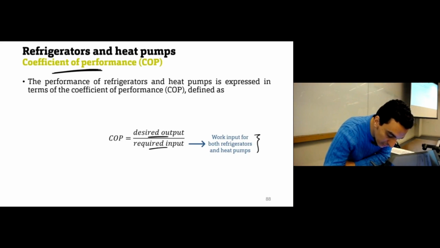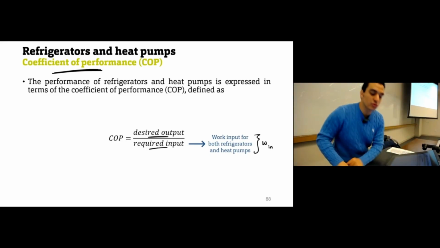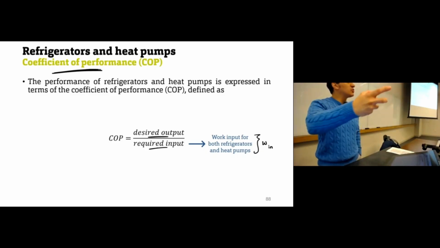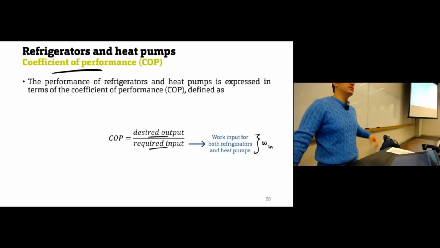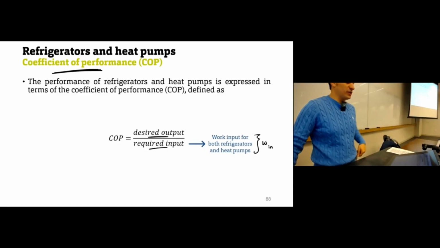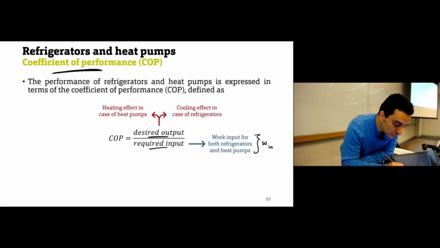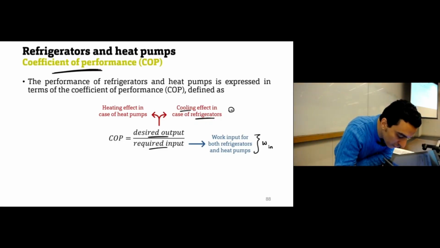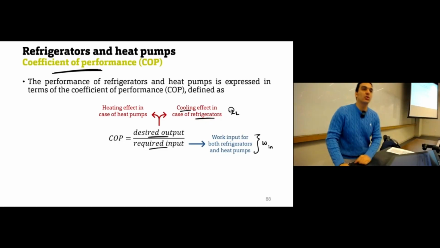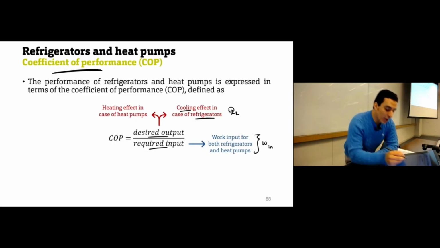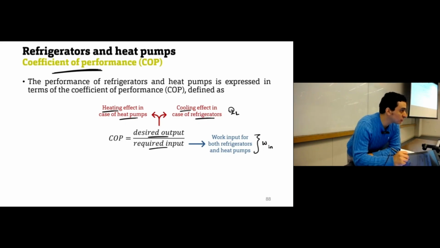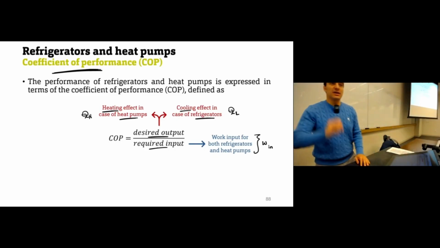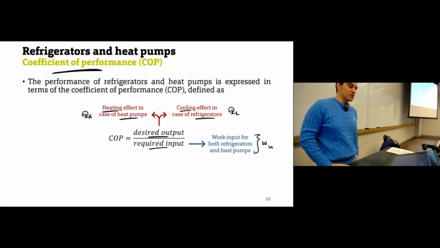This is in the refrigerator and heat pump. So we have work inlet to the working fluid through the cycle. This is your input. And what is your output? Again, this depends on whether you have a refrigerator or a heat pump. If you have a refrigerator, your objective is the cooling effect, or QL, the amount of heat that we are taking at the low temperature part of the cycle. If you have a heat pump, the heating effect is your objective, so QH, the amount of heat that you are releasing to the high temperature system.